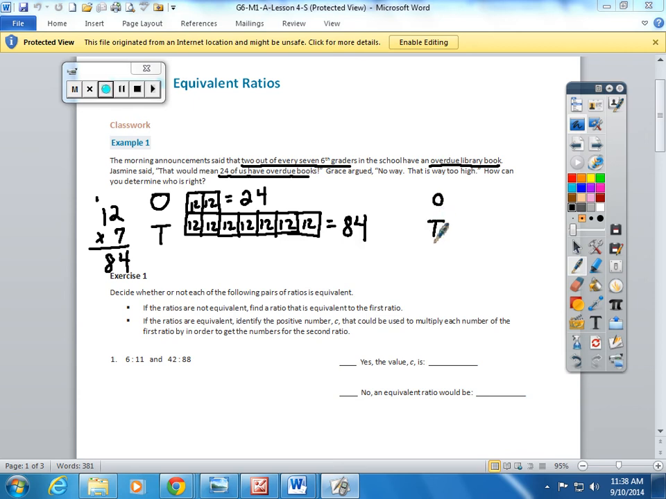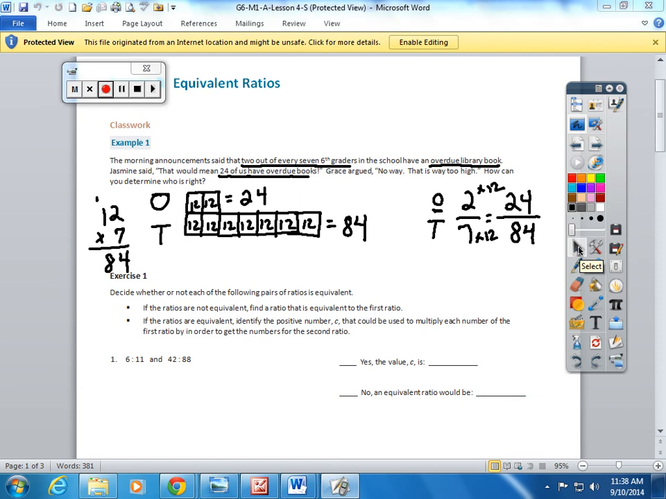Overdue to total has a 2/7 ratio. We say that 24 people have overdue. Overdue is on the top. 2 times 12 gives you 24. Whatever you do to the top, you must do to the bottom. We used 2 different ways and we got the same answer. Okay? So let's go down. I'll give you a minute to copy this down.